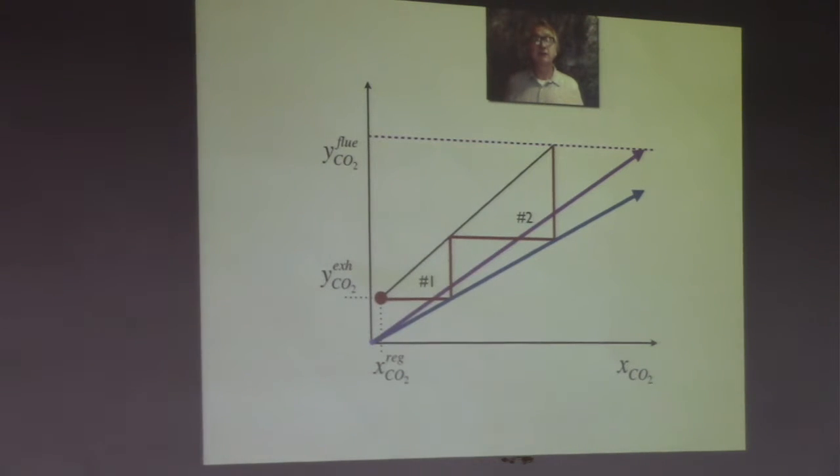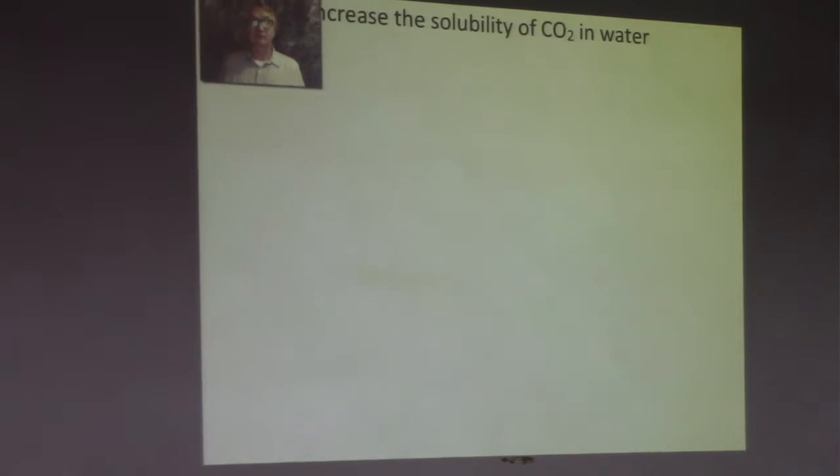The key then towards optimizing our absorption process is to change the Henry's law coefficient such that the equilibrium line slope is smaller and thereby improve the process. How does one increase the solubility of CO2 in water? Towards that end, we have to examine some of the chemistry of CO2 in water.